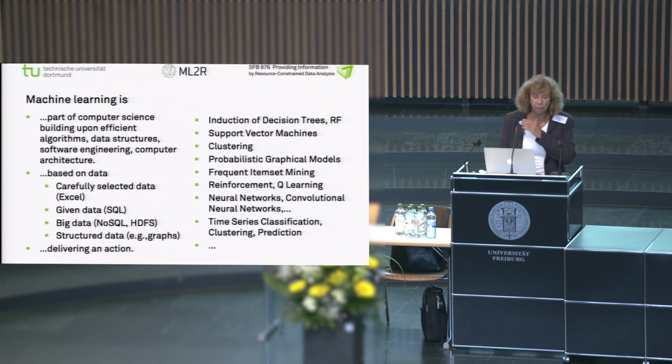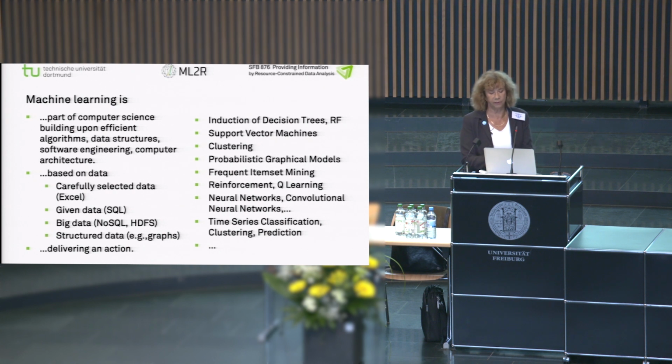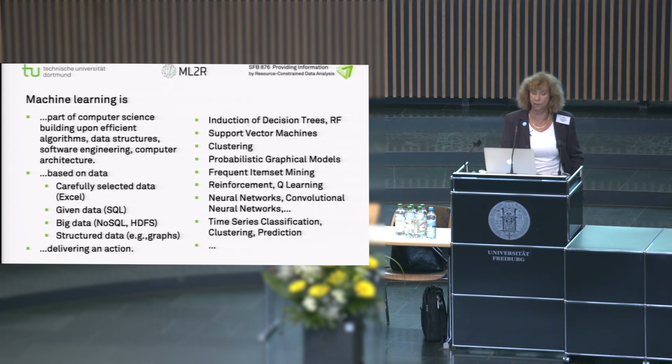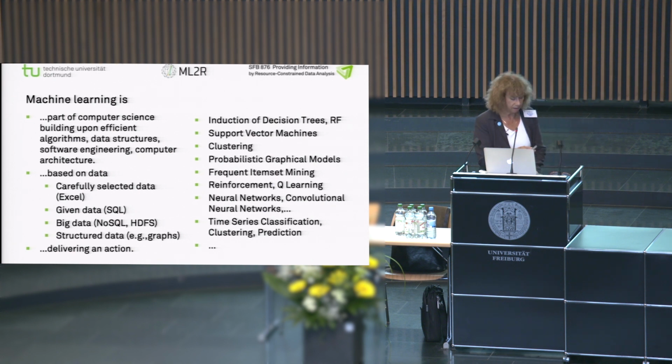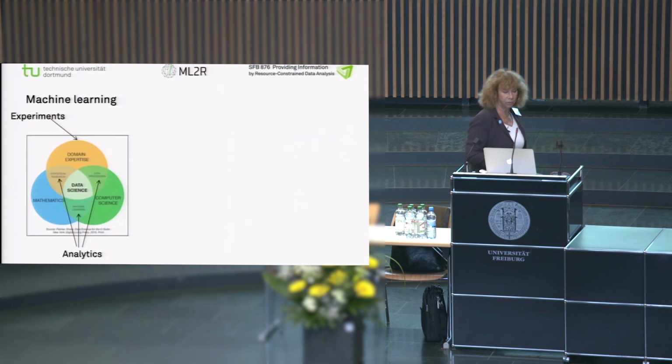Okay, so there are many, many frameworks of learning: the induction of decision trees with a very well-established theory, support vector machines, clustering, probabilistic graphical models, frequent item set mining, reinforcement learning, neural networks with the new trend of convolution and so on, time series classification, and the list is of course not complete. There are many ways, and we should not say that there is a temporal order. There is no temporal order. I was a bit surprised that I'm still working on decision trees. I started with decision trees and now I'm still working with decision trees. So it is not the case that we now have to do neural networks as we did 20 years ago. No, they are all there and are just tools in our toolbox.